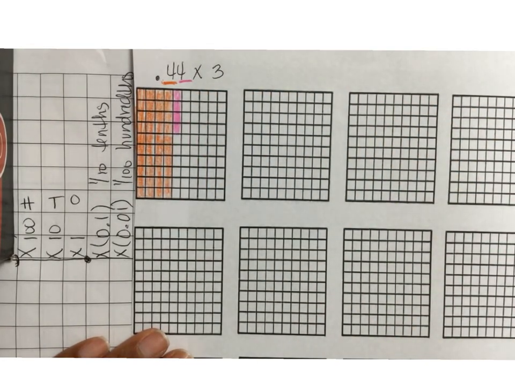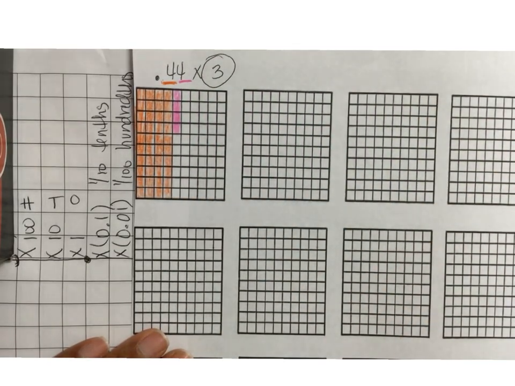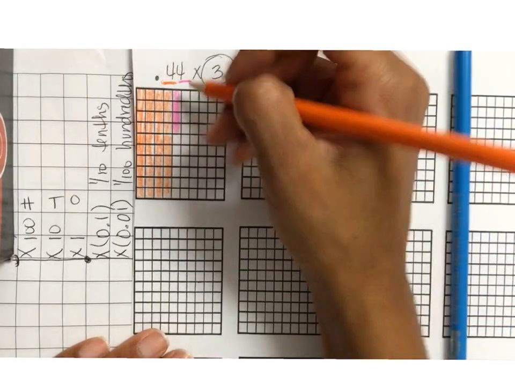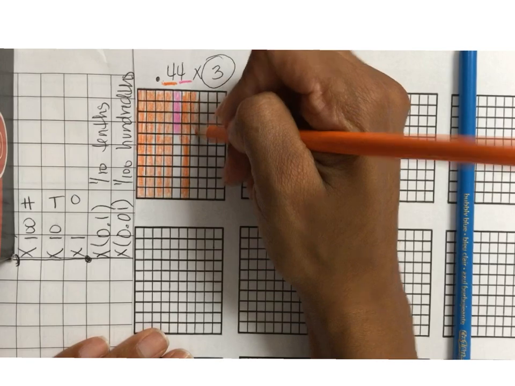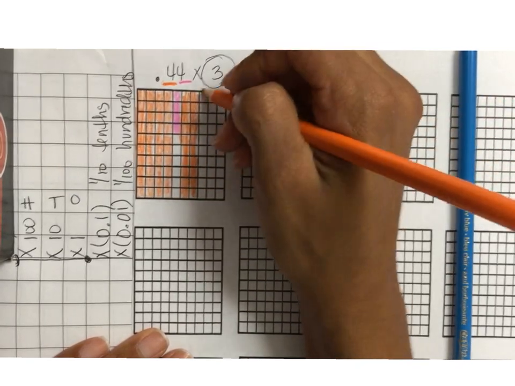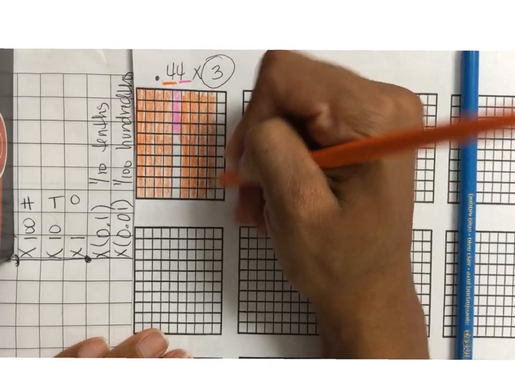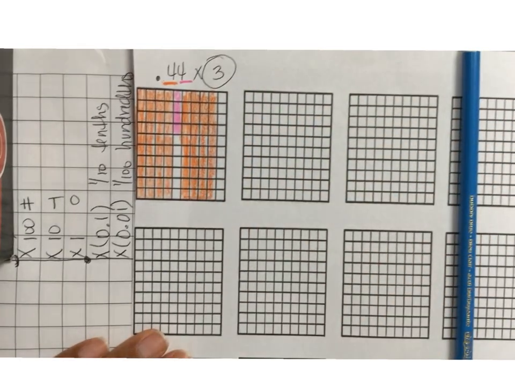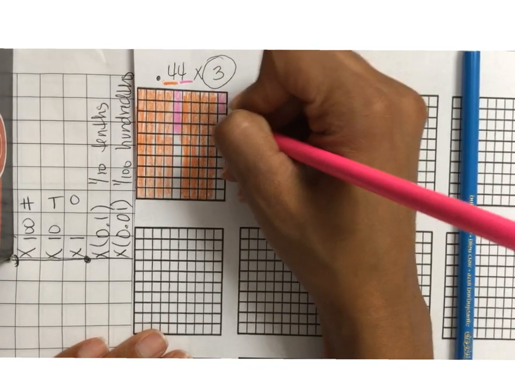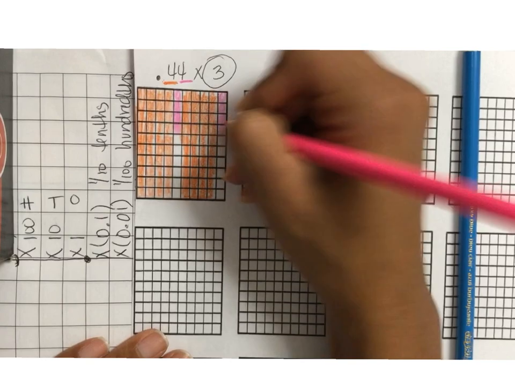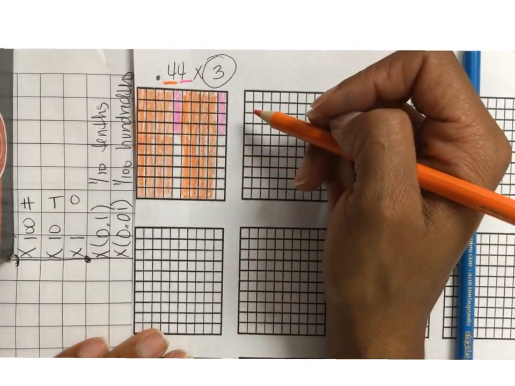And I know that I'm going to repeat it 3 times, because that's the whole number that I'm multiplying by. So I do that again. 1 tenth, 2 tenths, 3 tenths, 4 tenths. 1 hundredth, 2 hundredths, 3 hundredths, 4 hundredths. That's 2 times. I gotta do it one more time.